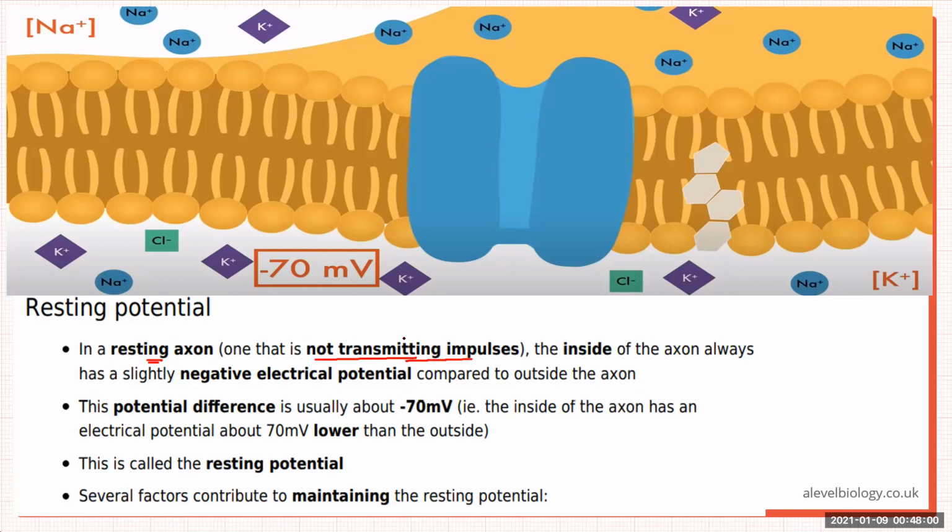So when no impulse is actually being transmitted, we call that a resting axon, right? The inside of the axon is always slightly negative. So it has a negative electrical potential as compared to the outside. Usually there are more positive charges outside as compared to the internal environment. Because of this relative charge, the inside of the cell membrane is negative as compared to the outside.